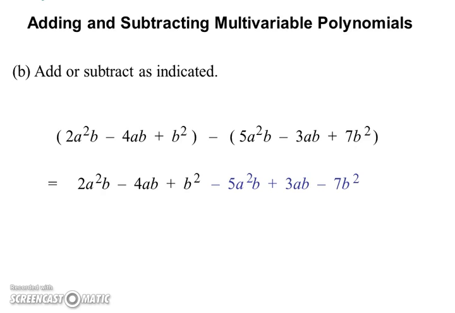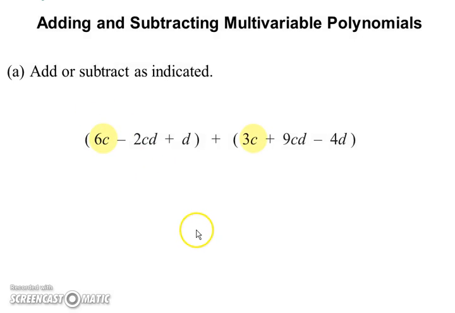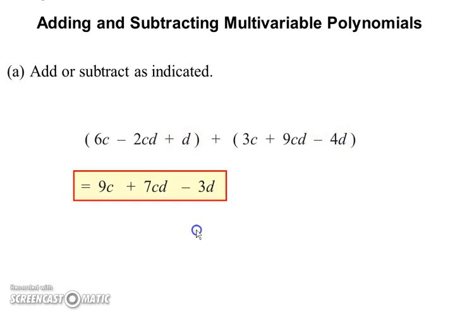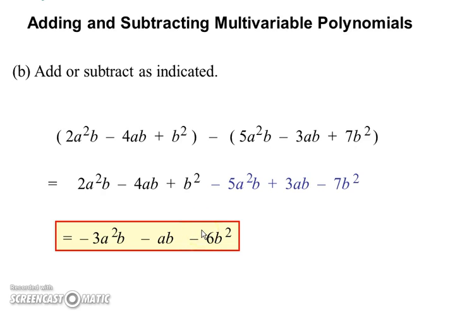Once we've done this, now we just combine like terms. So look for like terms, and the first thing we see is the a squared b terms. If we look at the a squared b terms, what we can do is add the coefficients. And when we add the coefficients, we get 2 plus a -5 gives us -3a squared b.